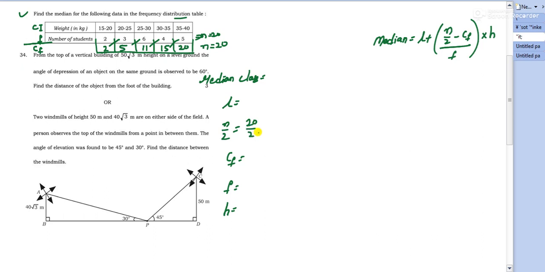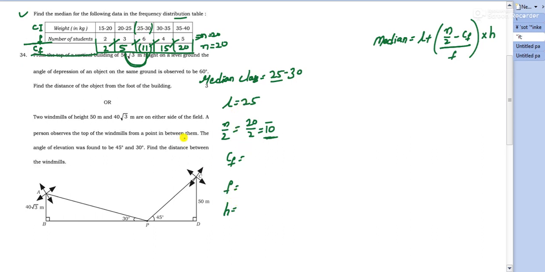So this is 20 by 2, which is equal to 10. Now in this cf column, you have to look for a number which lies between those two. If you see, 5 and 11 are the two numbers between which 10 will lie, correct? 10 will lie between 5 and 11, not 11 and 15. So the one with the bigger cf becomes our median class. Here 11 is bigger compared to 5. So median class is 25 to 30 and L is the lower limit of that.